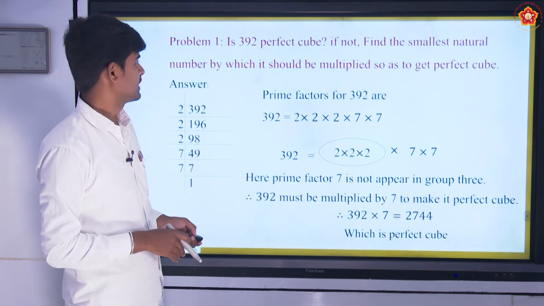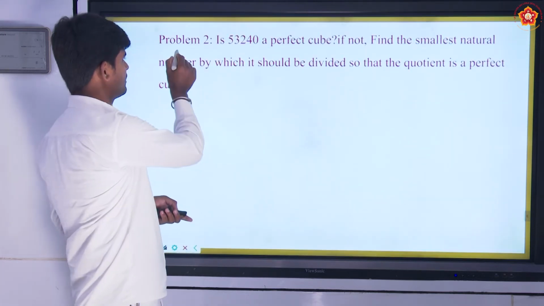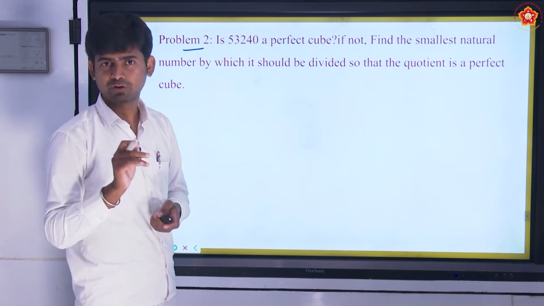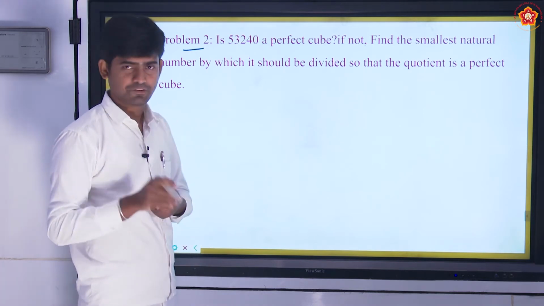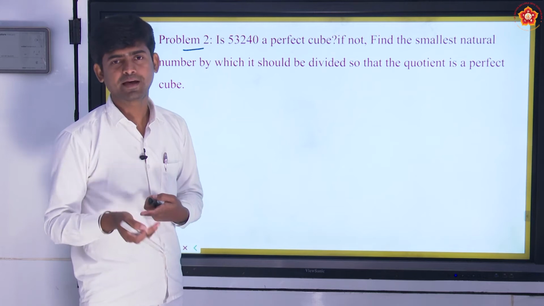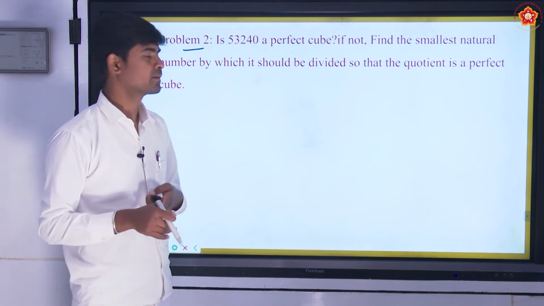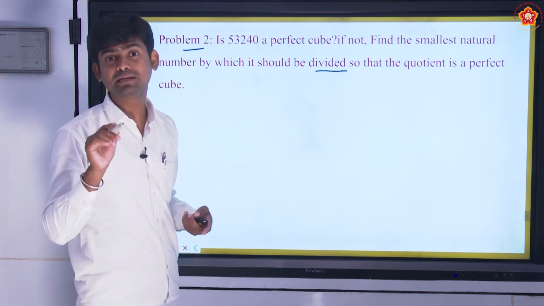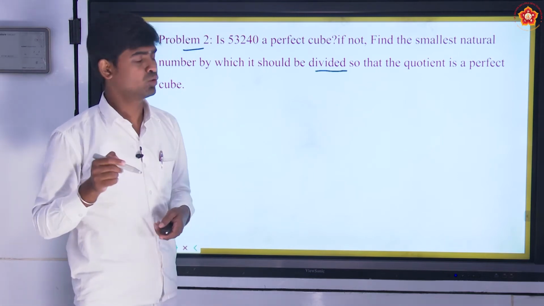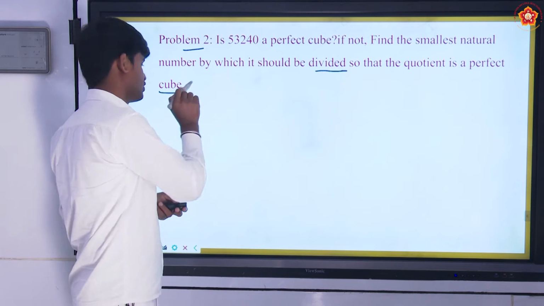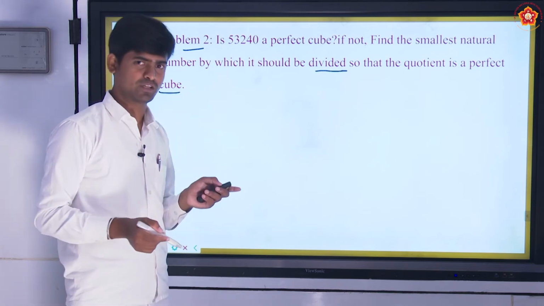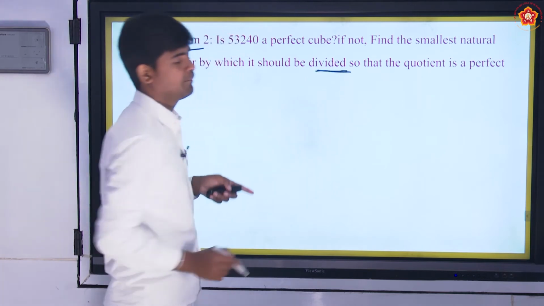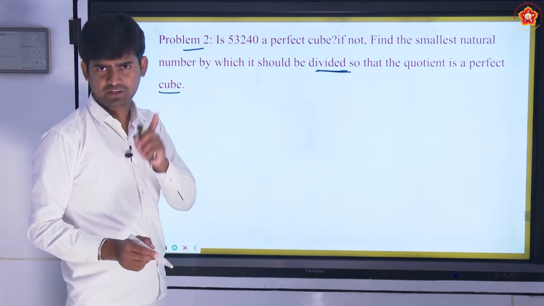Next we see another problem. Problem 2: Is 53240 a perfect cube? If not, find the smallest natural number by which it should be divided so that the quotient is a perfect cube. In the last question the number was multiplied; in this question it gets divided to get a perfect cube.